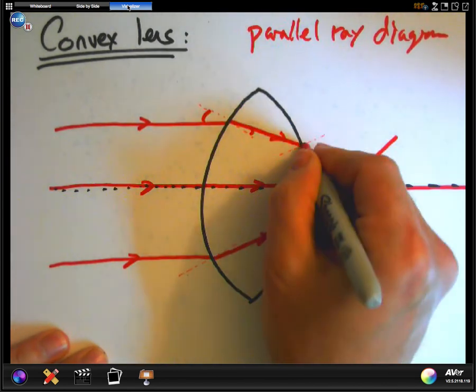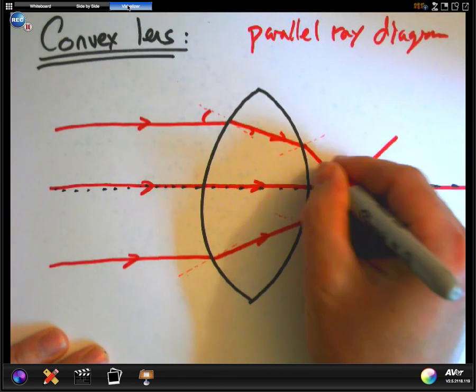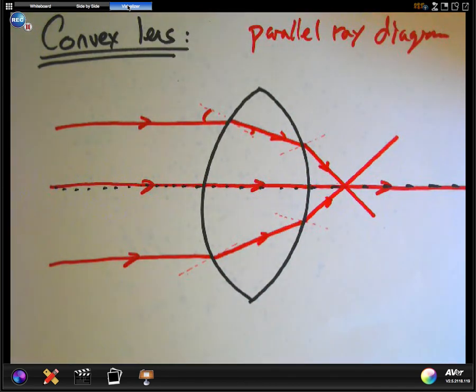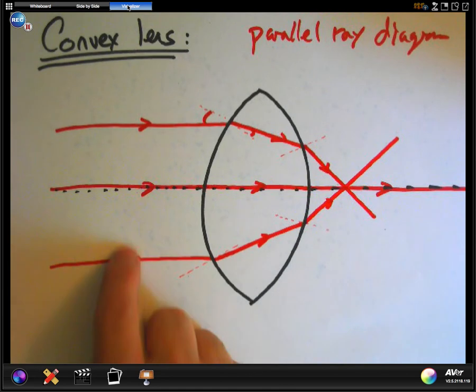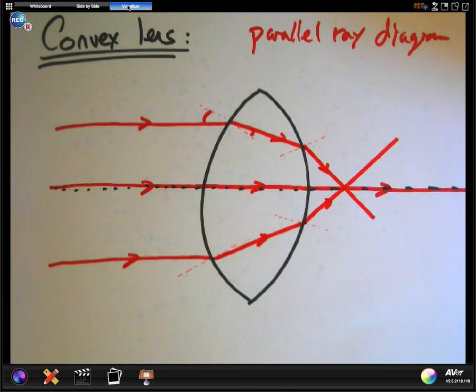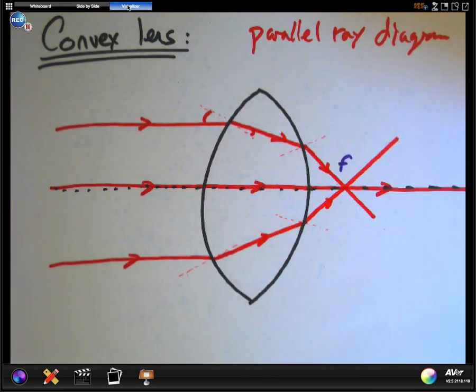If I do the same thing here, and again, if we used a ruler and a protractor, you could prove to yourself that it actually works out. But if we do, what we get is convergence of the light. And if you remember from our mirror discussions, the spot where parallel light rays actually converge, we call that point the focal point. So that's our focal point right there.